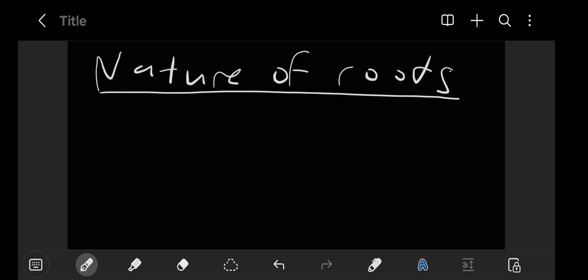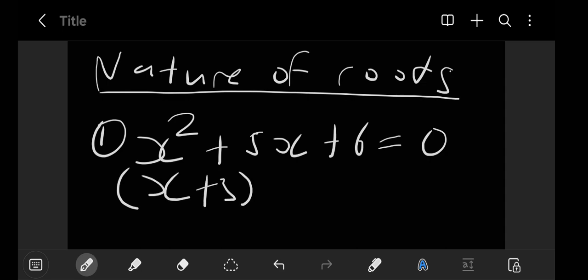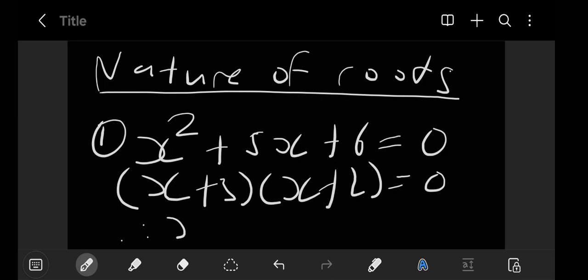So let's start with a typical example. I think everyone is used to this one, x squared plus 5x plus 6. If it was equal to 0, and you had to solve for x, we'd have (x plus 3)(x plus 2) equals 0. Therefore, we can conclude that x will be equal to negative 3 or x will be equal to negative 2.